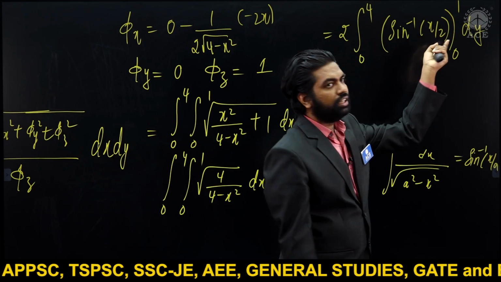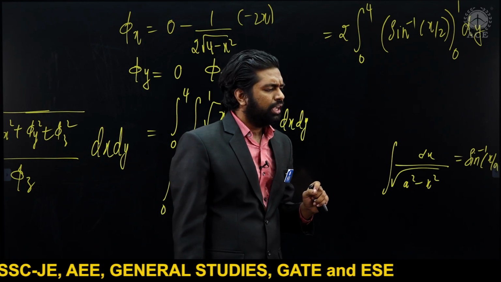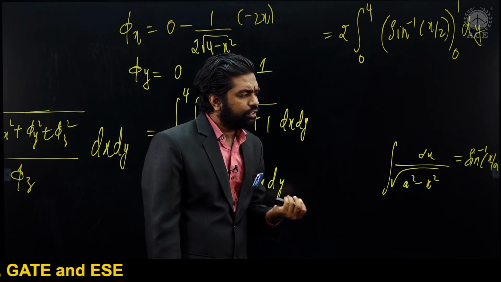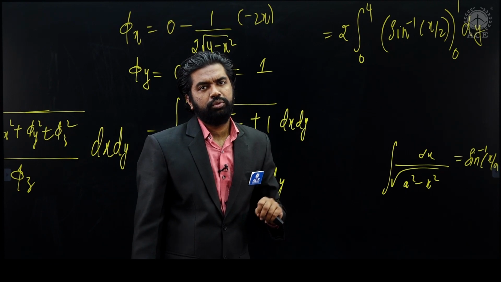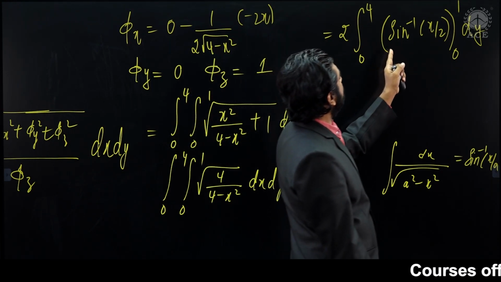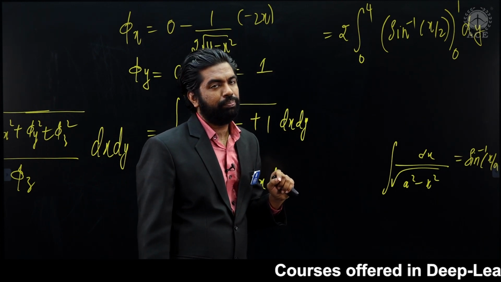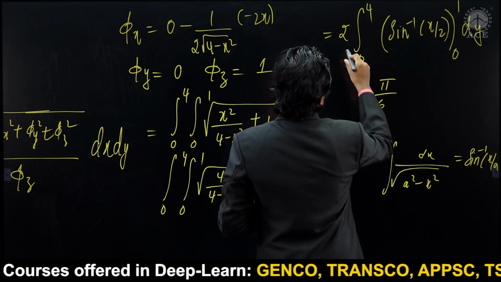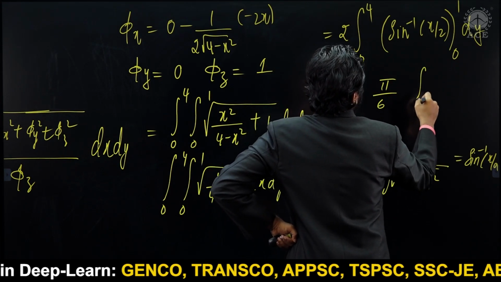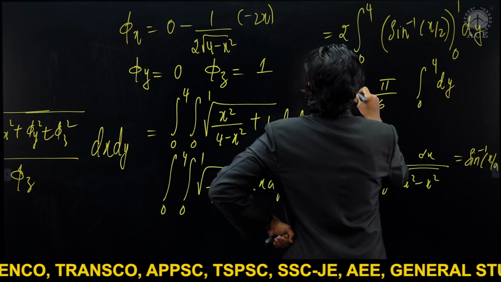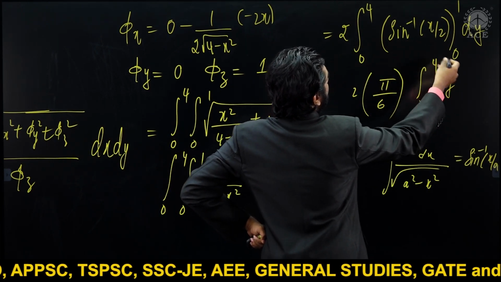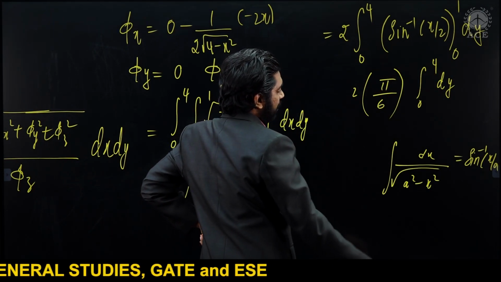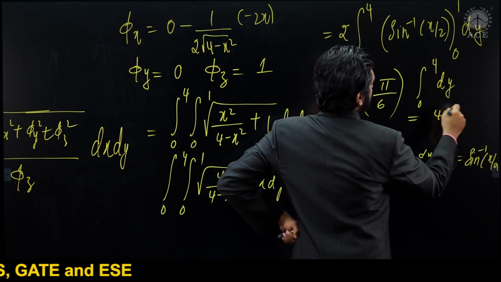Substitute 1 here, sine inverse 1 by 2. Sine inverse 1 by 2 is pi by 30 degrees, right? So sine 30 is 1 by 2, so pi by 6. We need to write it in radians actually. So this is pi by 6, and sine inverse 0 is 0. So when you do the integration and substitute, you get pi by 6 here. And then one more integration is left over with respect to y, that is 0 to 4 dy. 2 is also multiplied. So how much is this here? This will give you 4 into 2 is 8 pi by 6. 8 pi by 6 is 4 pi by 3.